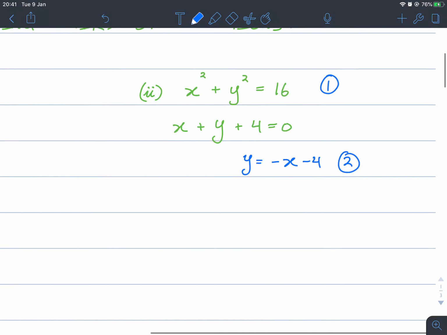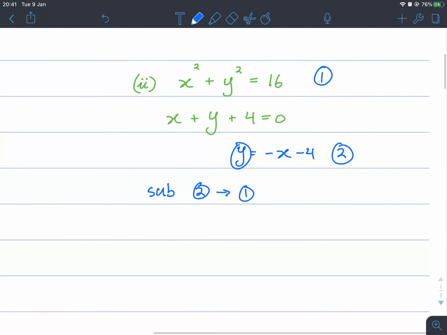Okay, so now I'm going to substitute 2 into 1. So where y is here, I'm going to substitute this expression into there. Okay, so it's going to become x squared stays the same, plus here is where my y is supposed to be, but I'm putting brackets in because I'm going to place this into there. I'm substituting it, so -x minus 4, just cleaning this up. And this has a squared, so squared equals 16.